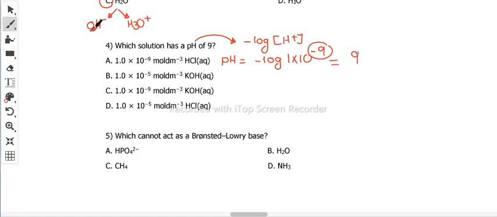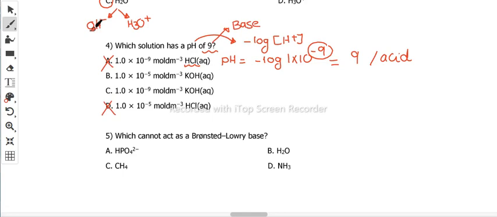But I cannot circle this answer, taking into account that hydrochloric acid is actually an acid. So this is an incorrect statement from the beginning. We cannot have an acid with a pH of 9. So when the question is asking me to find a pH of 9, I need to remember that I'm looking for a base. Since I'm looking for a base, I'm not going to choose A or even D.